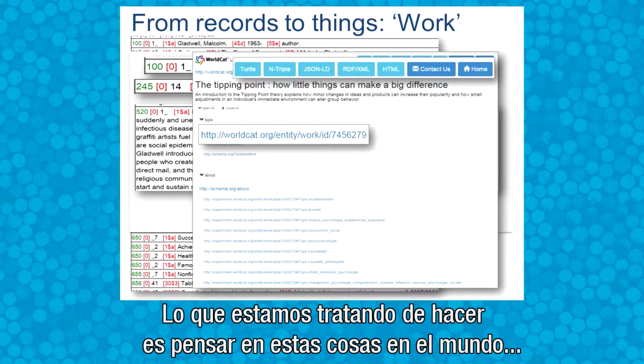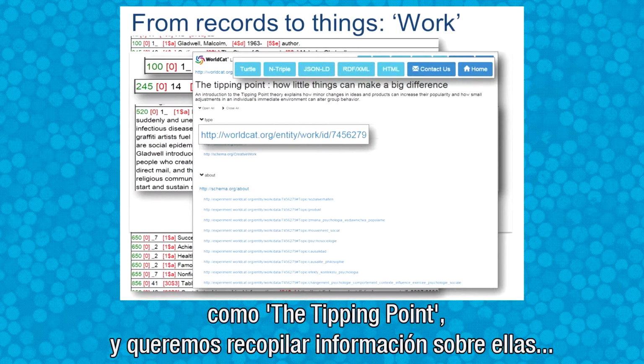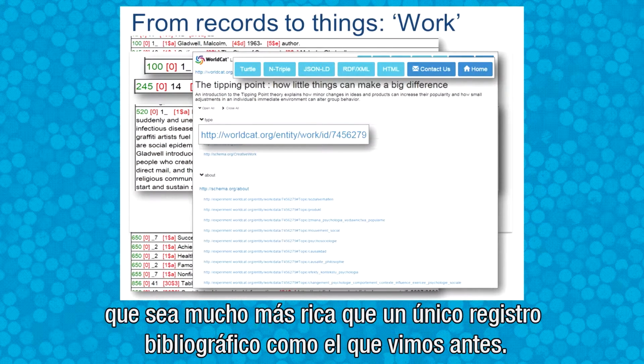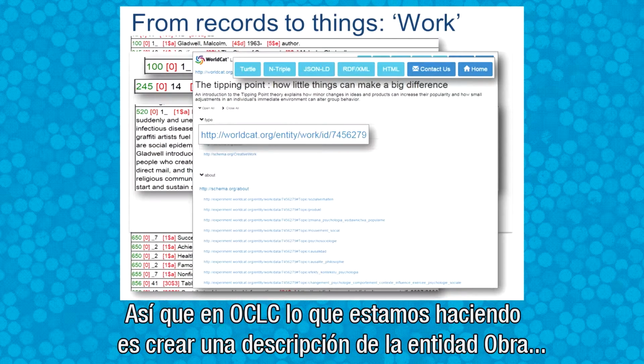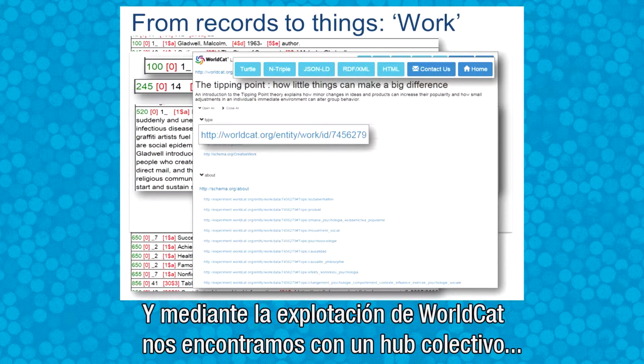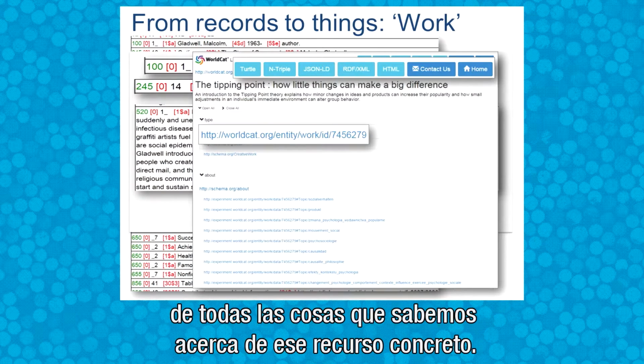What we're trying to do is think about these things in the world, like The Tipping Point, and we want to gather information about them and end up with something that is like a hub of authoritative information that is much richer than an individual bibliographic record like we saw in the original screen. So at OCLC, what we're doing is creating a work description of the library resources that The Tipping Point is an example of. And by mining WorldCat, we end up with a collective hub of all of the things that we know about that particular resource.